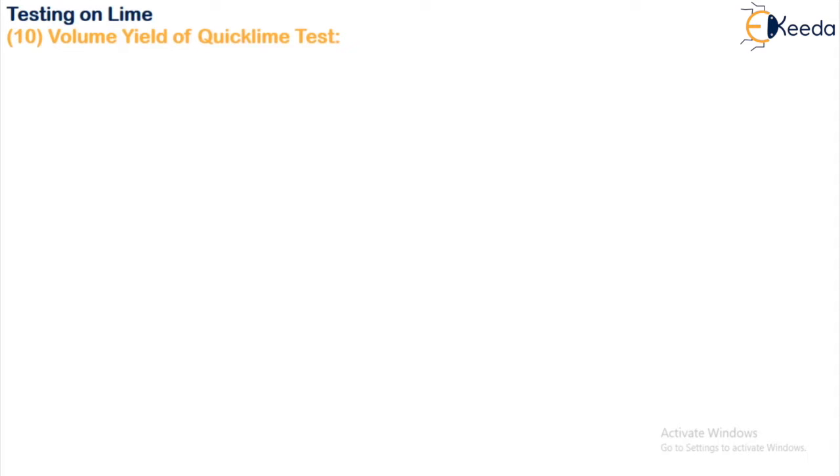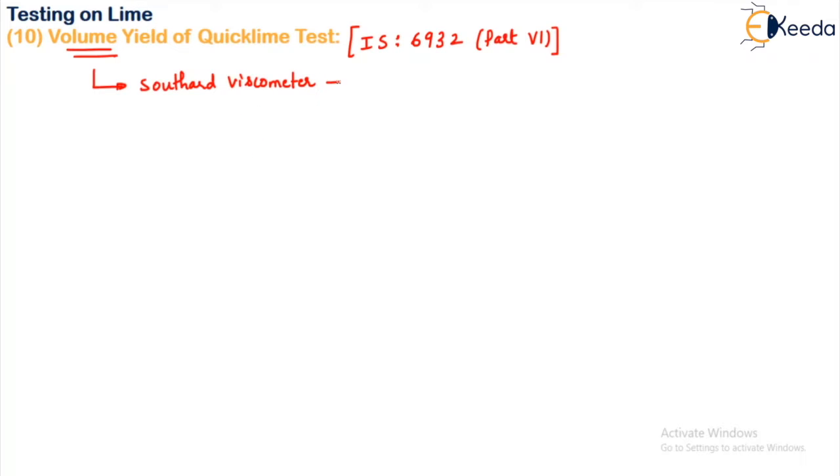So the 10th one is the volume yield of quicklime test. Now this is done according to IS 6932 part 6. Now the equipment which we use here is the Southard viscometer. Generally using this Southard viscometer, what we do is adjust the consistency of the lime putty whichever is there.